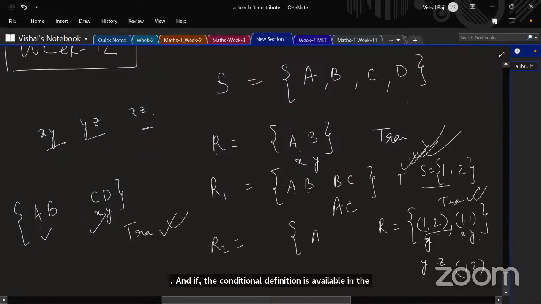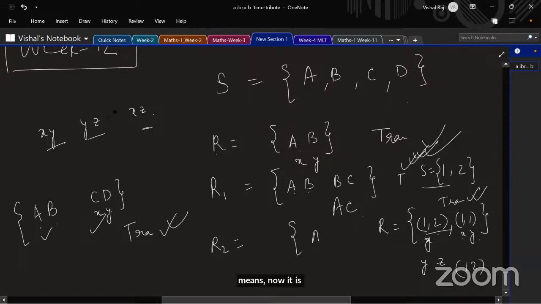Our definition is only one thing: if XY and YZ are present, then only XZ should be present. If XY is present and YZ is not present, you need not check anything else. So now it is clear, sir.